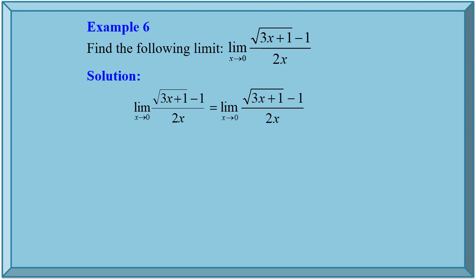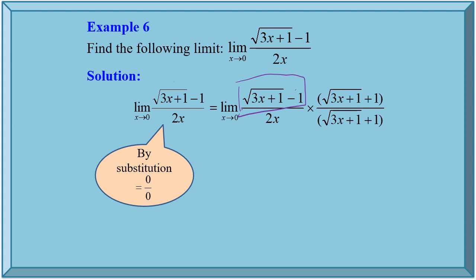Okay, so what is the conjugate of this one? Which one has the square root? We have the square root at the top, in the numerator, so we need to multiply by its conjugate. What is the conjugate of square root of 3x plus 1 minus 1? We change the sign of the second term. It doesn't matter whether the square root is in front or at the back. So it will be square root of 3x plus 1 plus 1. We multiply both numerator and denominator.